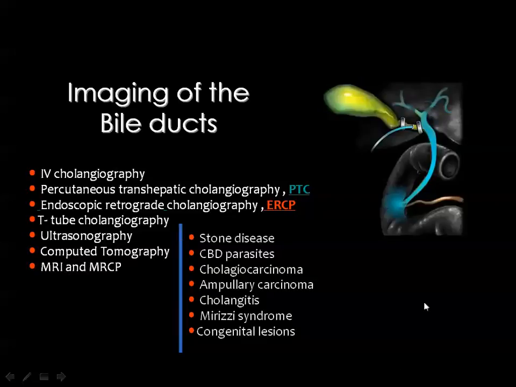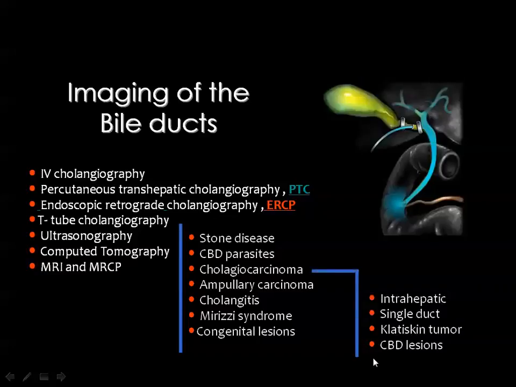These are the lesions in the bile ducts, including stones, parasites, cholangiocarcinoma, ampullary carcinoma, cholangitis, Mirizzi syndrome, and finally the congenital lesions, including choledochal cysts.